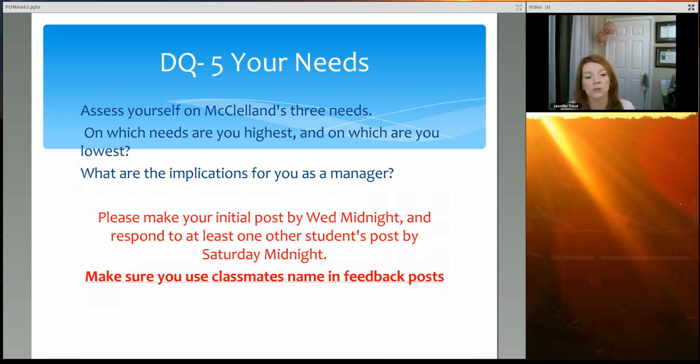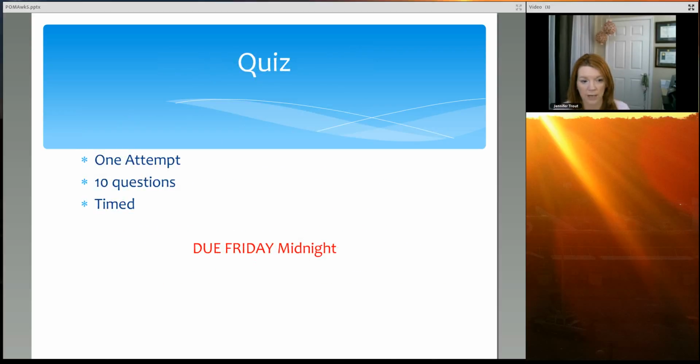The discussion post for this week is basically about your needs. So assess yourself on McClelland's 3 needs. On which needs are you highest and which ones are the lowest? And what are the implications for you as a manager? So you'll need to review those 3 needs factors, and determine which 1 or 2 you feel are the highest, and which ones are the lowest. And then of course your initial post is due Wednesday, followed by your feedback post Saturday.